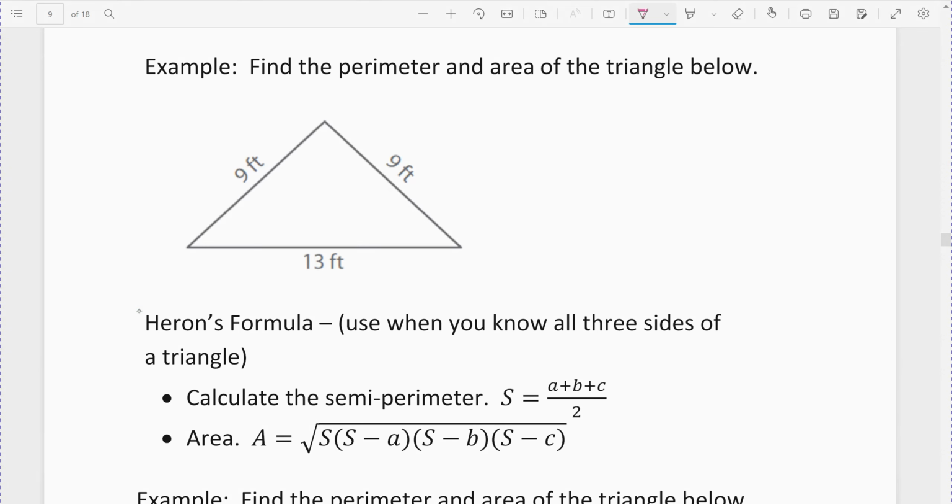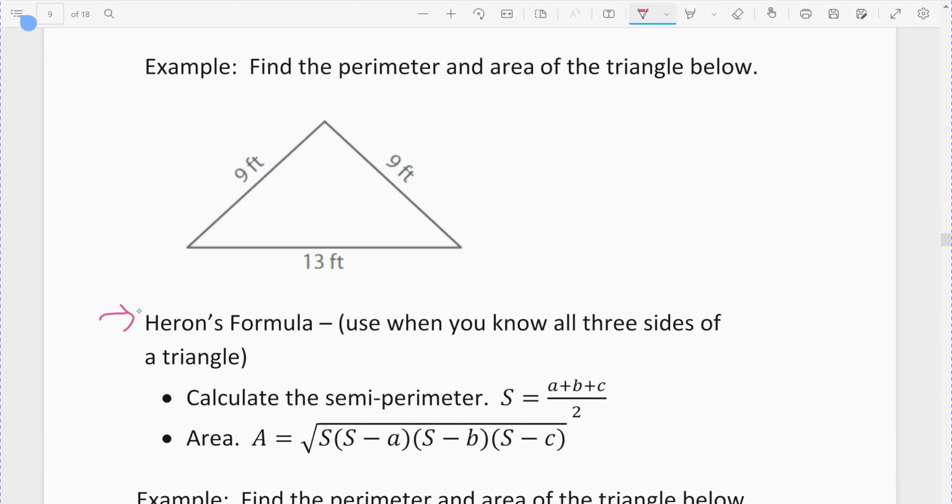Alright, now again, finding the perimeter and area of a triangle where you're not given the height. Now, you could technically find the height of this using a right triangle, but I'm not going to. We're going to practice using Heron's formula.